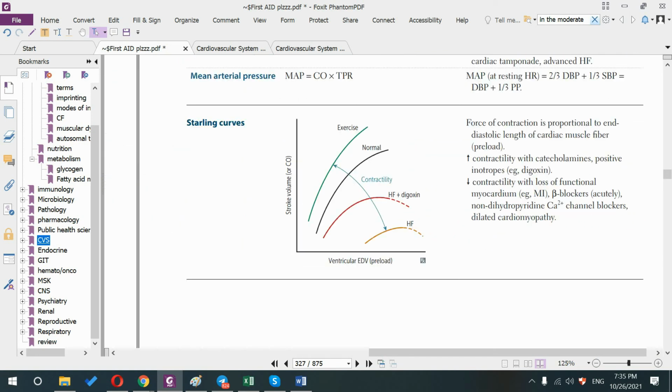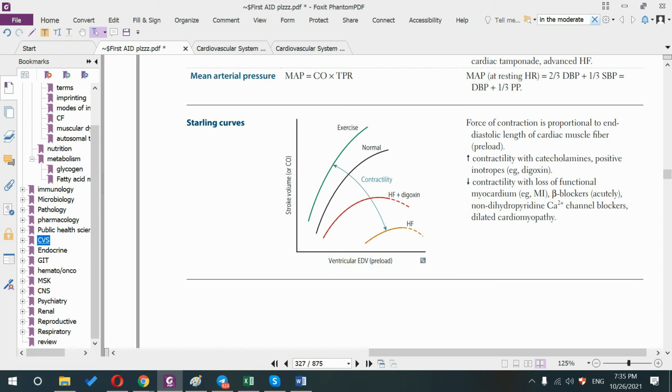So Starling curves. The Starling curve basically tells you something like this. Imagine that you have a rubber band, and you put it between your fingers. The more you stretch it, the more quickly it comes back. So stretch it more, it comes back faster.